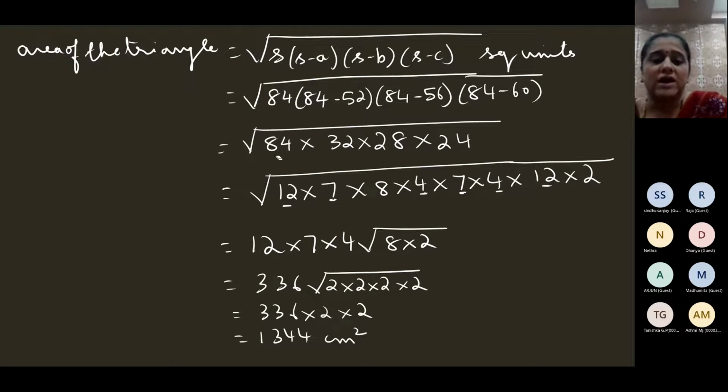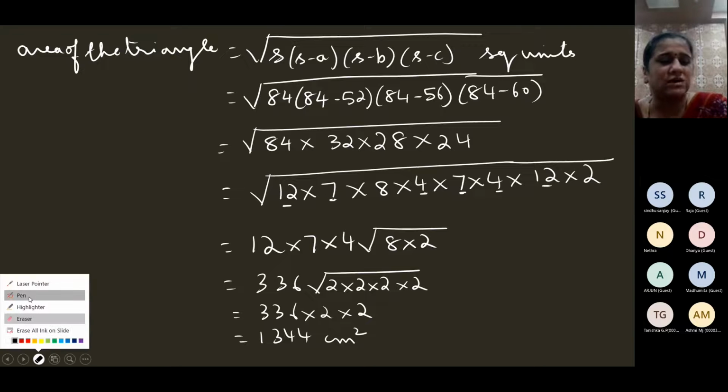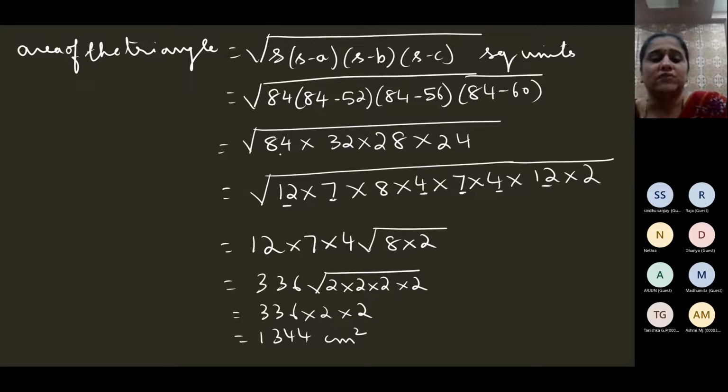Okay. So children, what I have done here is I've just used some multiplication tables. I've written 84 as 12 sevens are 84, and I can write 24 also as 12 twos are 24. Then 32, I've written it as 8 fours are 32, and 28 as 7 fours are 28. And then from two equal primes, one comes out of the square root. So 2 12s, 1 12 out, 2 7s, 1 7 out, 2 4s, 1 4 out. So what are the numbers still remaining under the square root? 8 and 2. So let them remain under the square root. Now outside we have 12 into 7 into 4, which is 336.